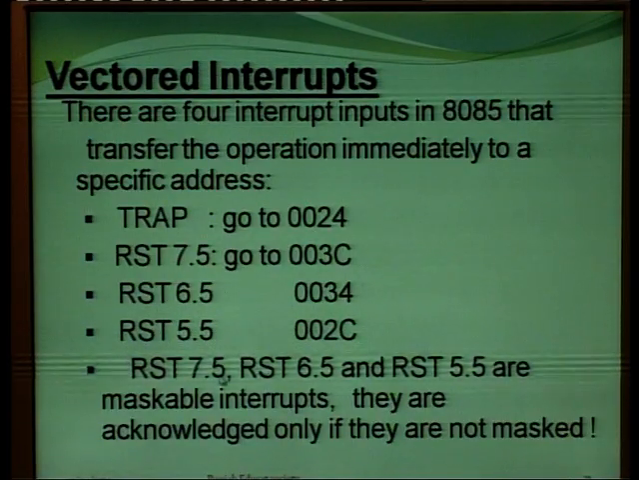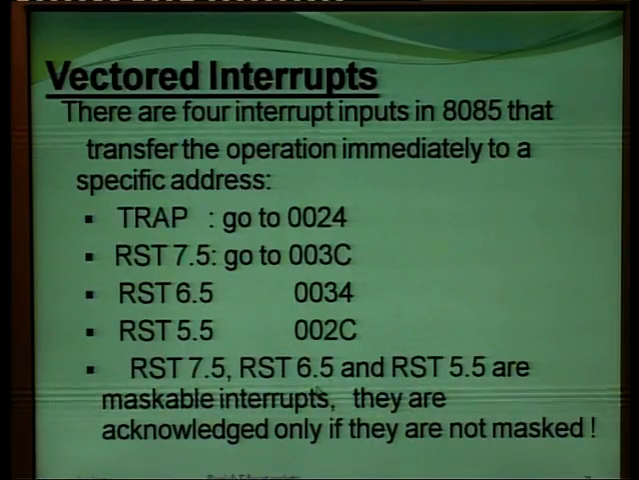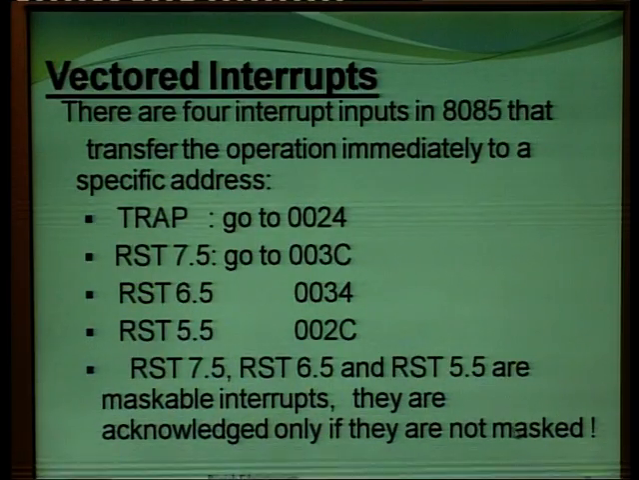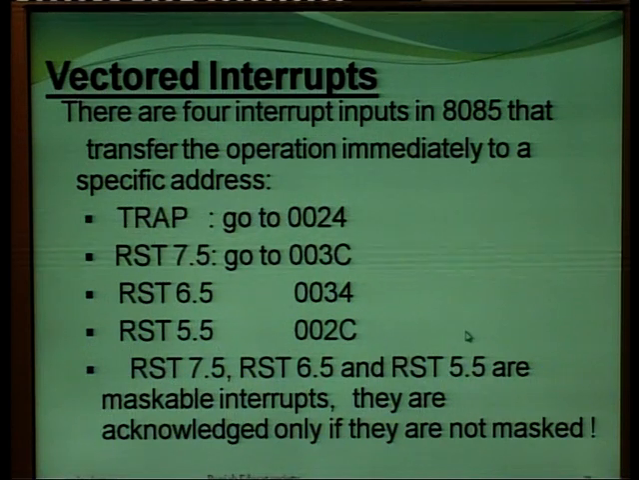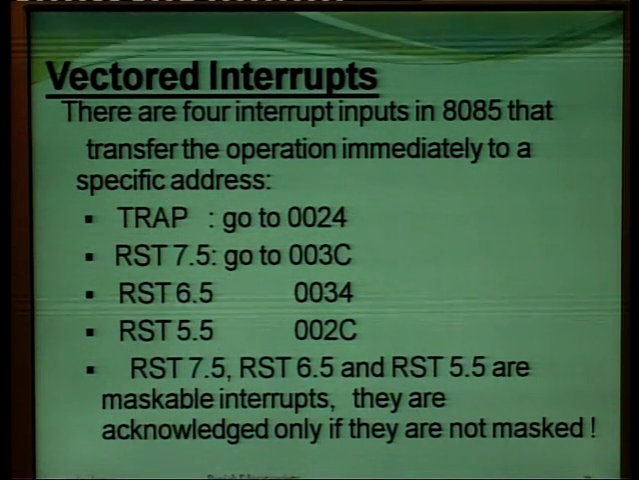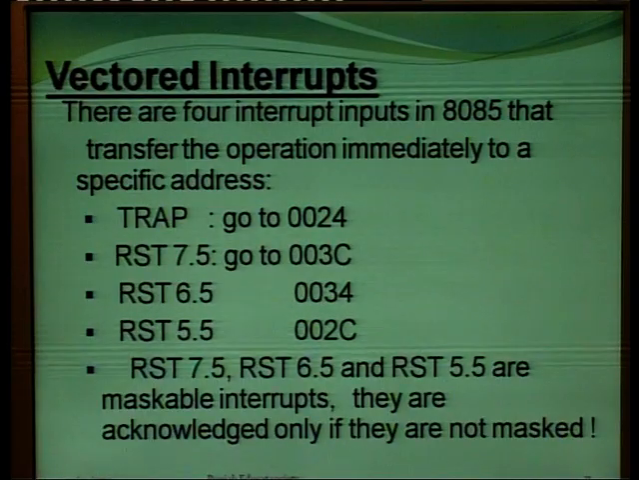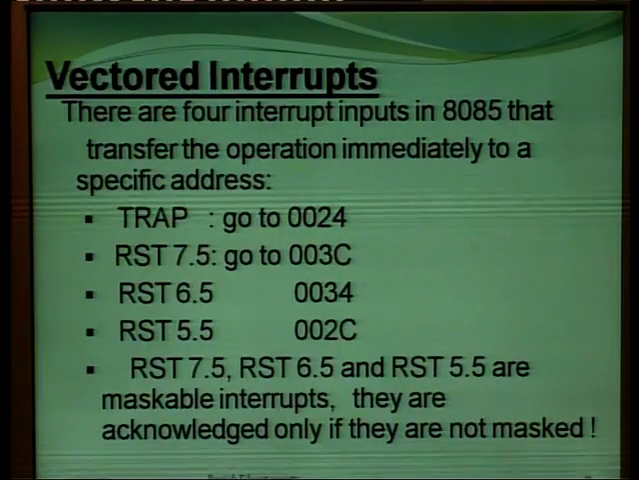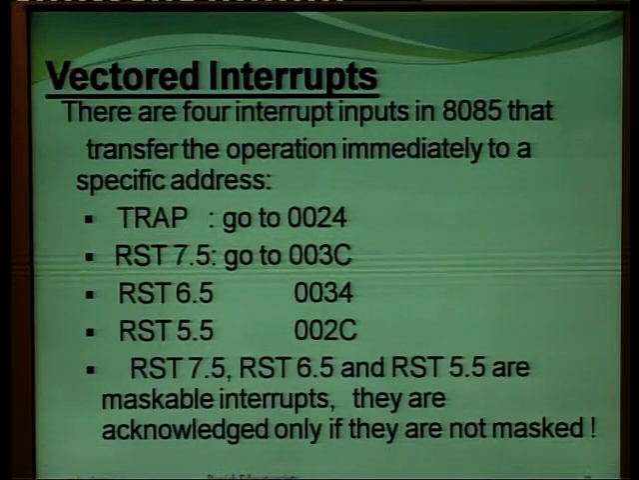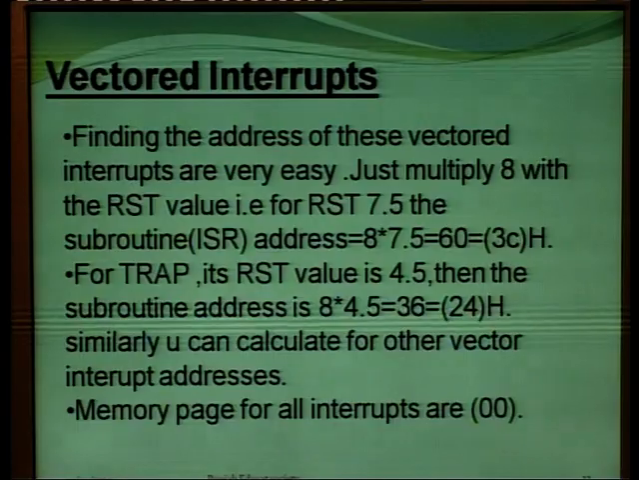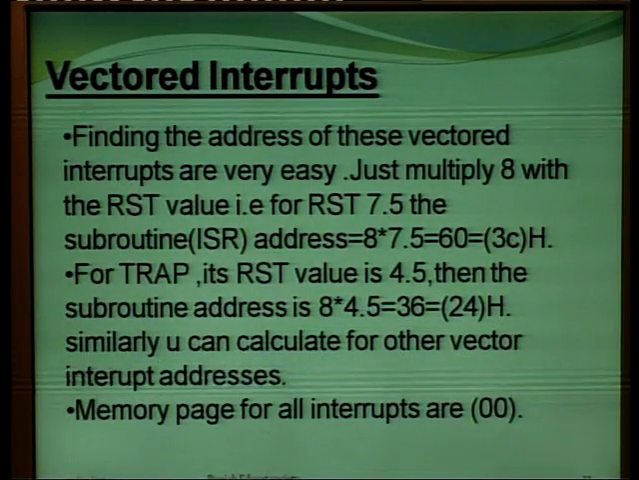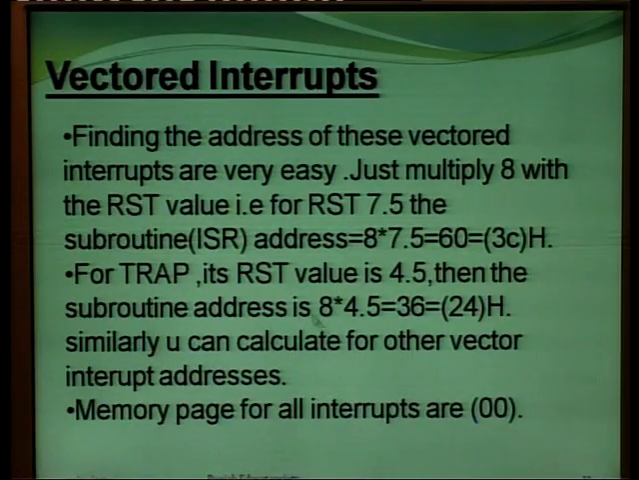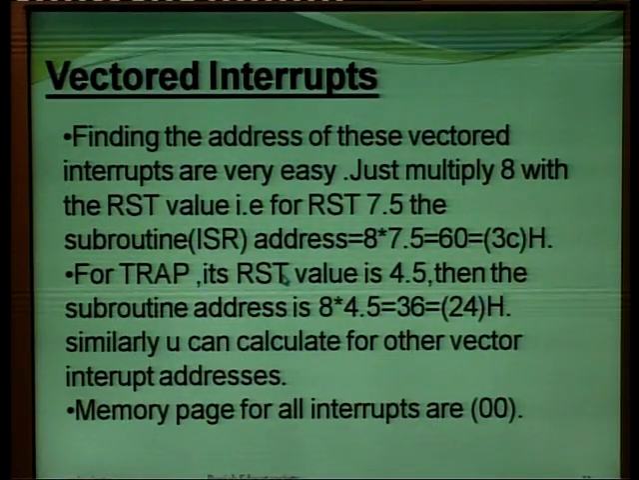Out of this, RST 7.5, RST 6.5 and RST 5.5 are maskable interrupts. So, they are acknowledged only if they are not masked. These interrupts are handled or activated only and only if these interrupts are on, because these interrupts are not always on interrupts.